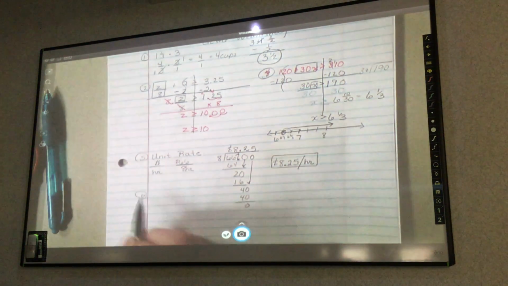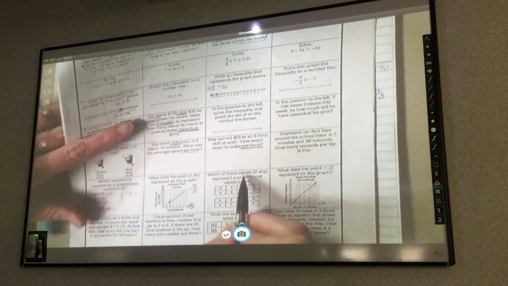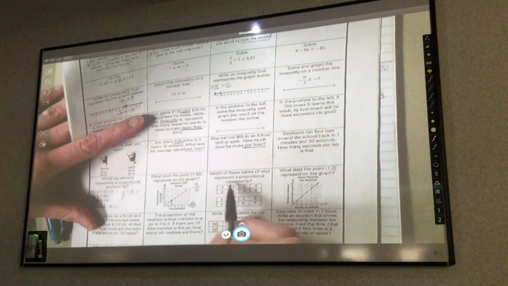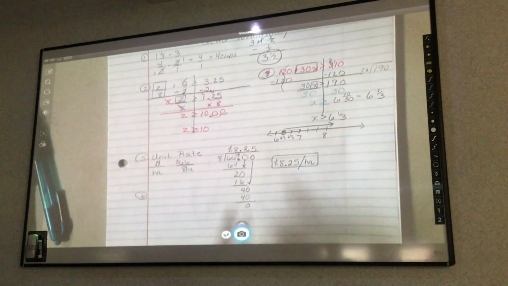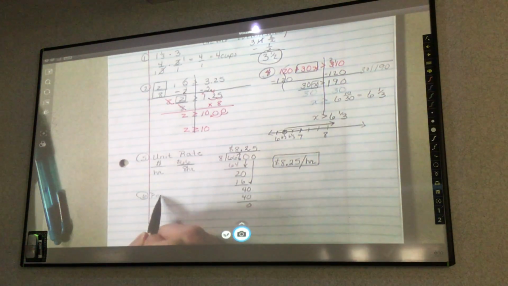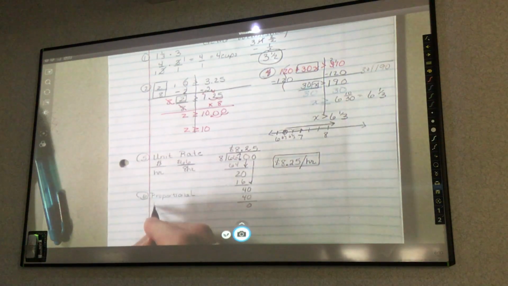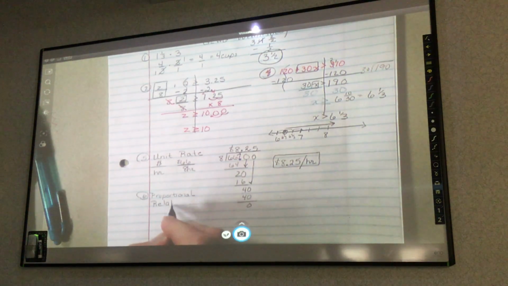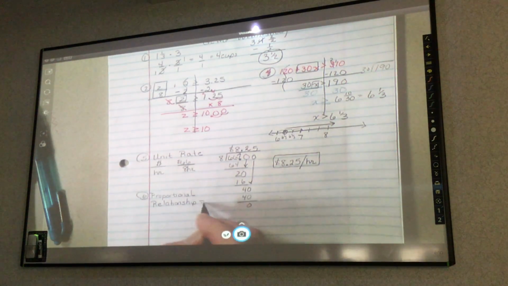Six might be a little tricky yet for you guys. Which of these tables, if any, represent a proportional relationship? Okay. I want some notes on your paper. You're gonna write proportional relationship equals y over x.